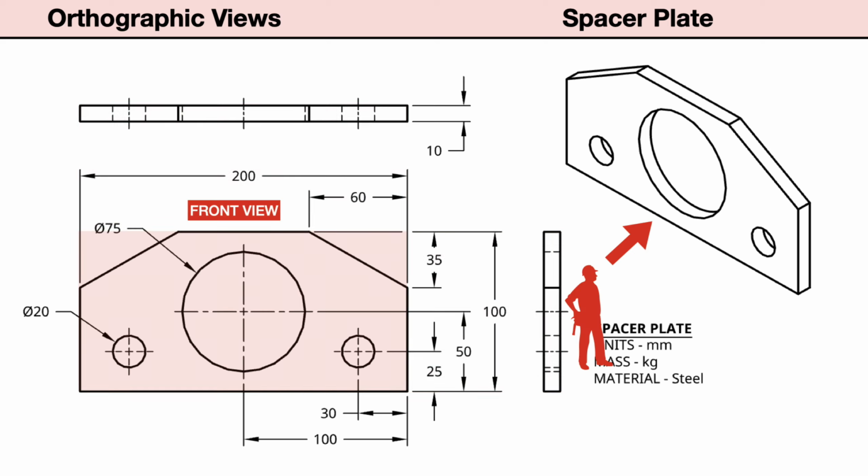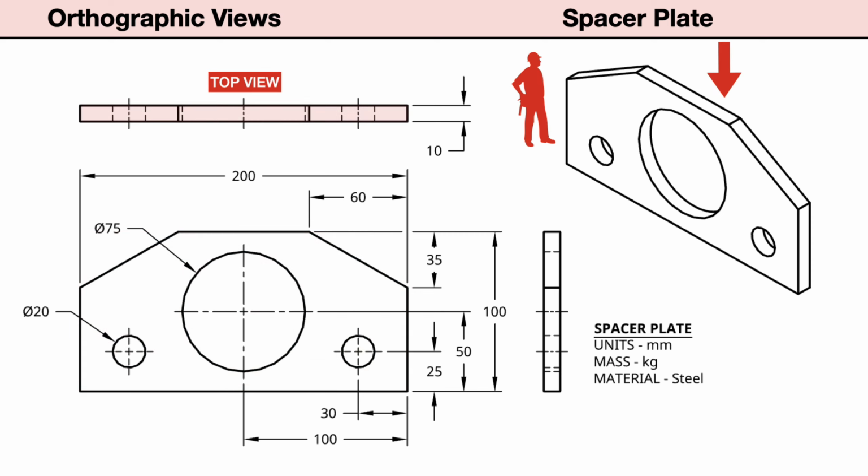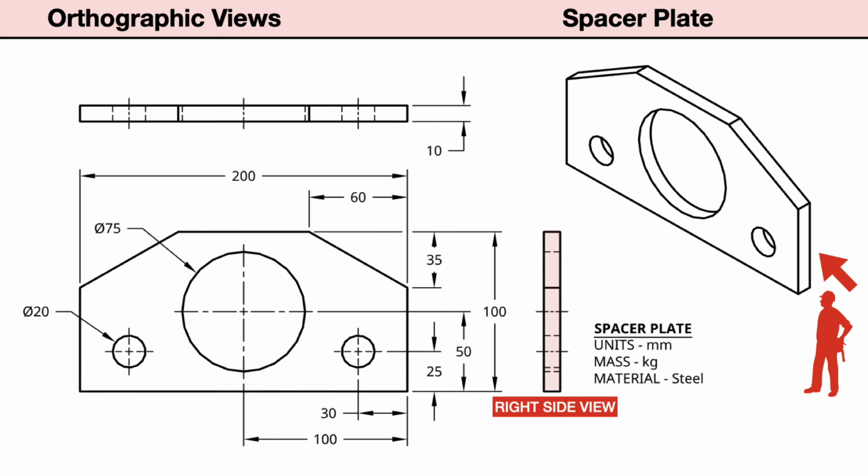Next, the orthographic drawings are shown as flat 2D drawings, representing each of the 3 principal views shown here in third-angle projection. In the lower left corner, the front view. Aligned above the front view, the top view. Aligned to the right of the front view, the right side view.